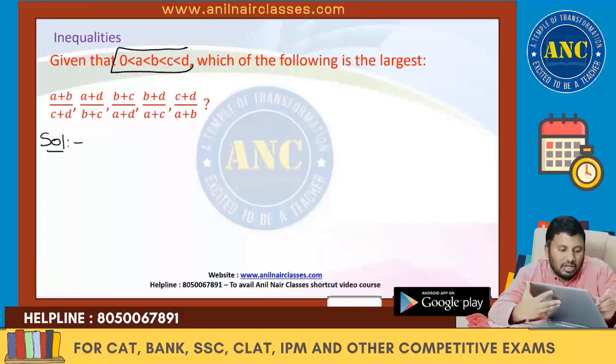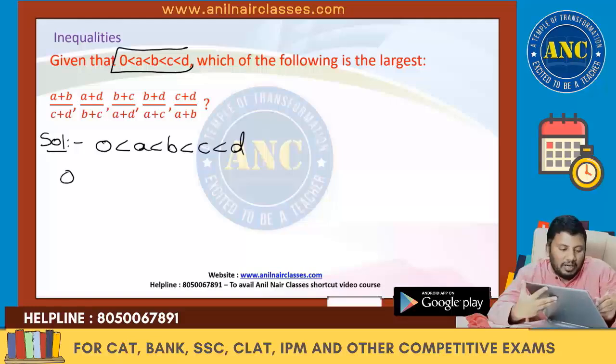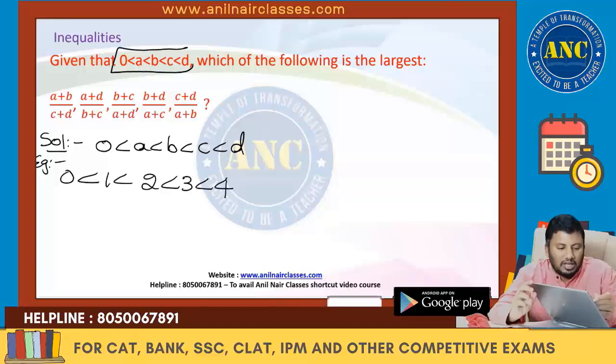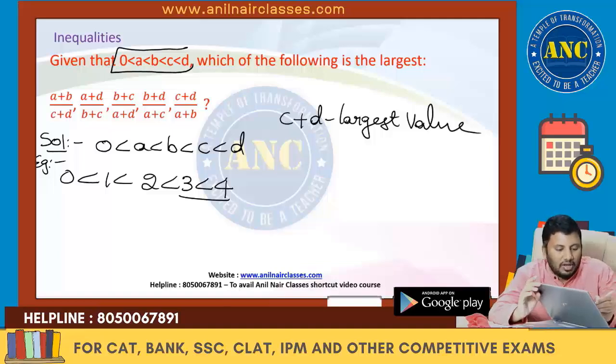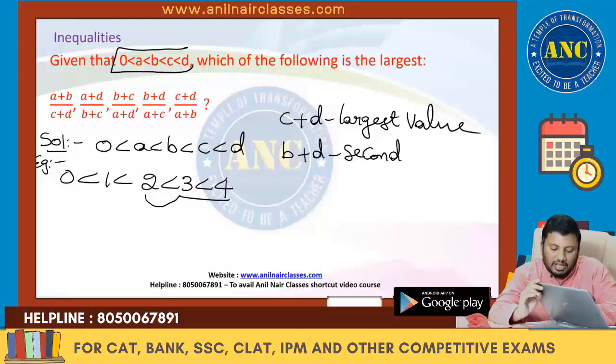Another good question, sir. 0 less than A less than B less than C less than D. Let me take some random example: 0 less than 1 less than 2 less than 3 less than 4. What is the highest value? C plus D is the largest value. What is the second highest value? Next will be 2 plus 4 is 6, so B plus D will be the second largest value.